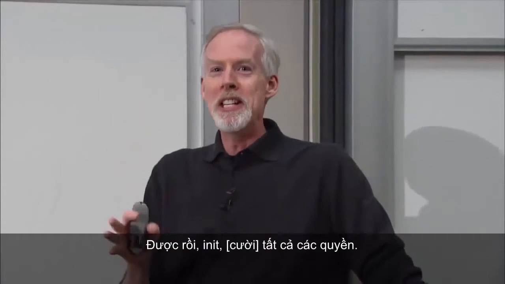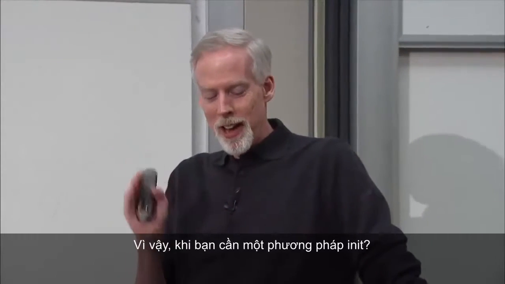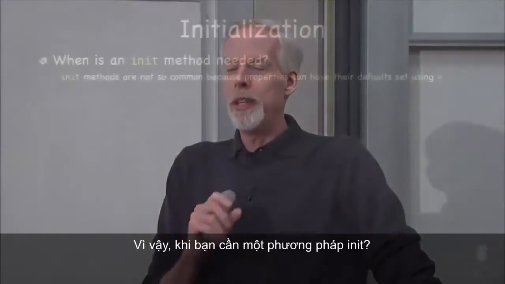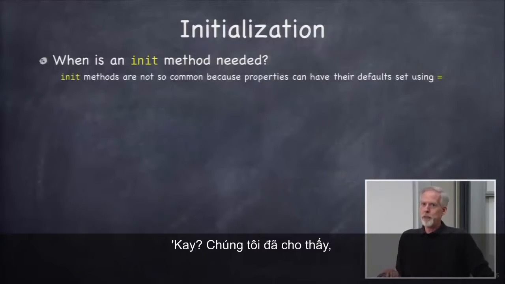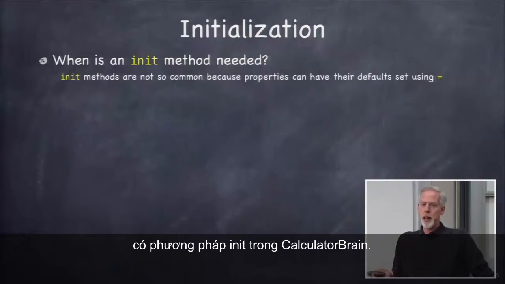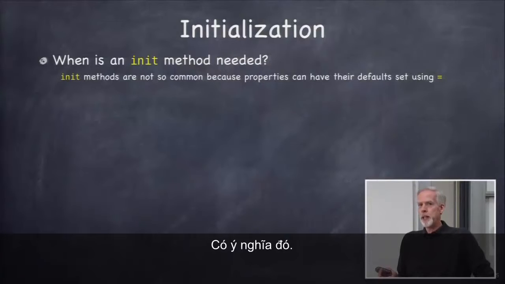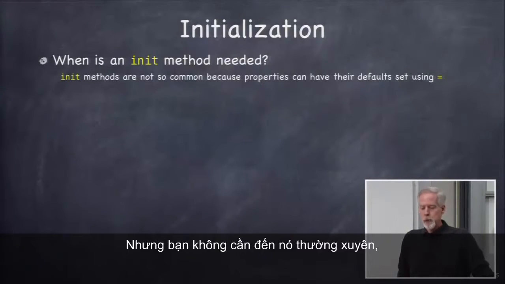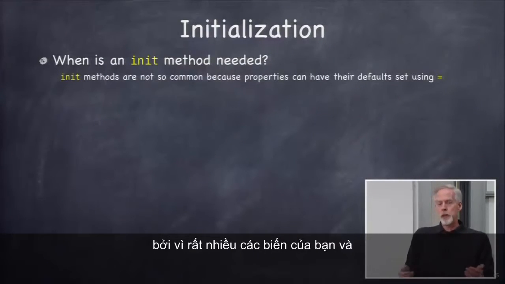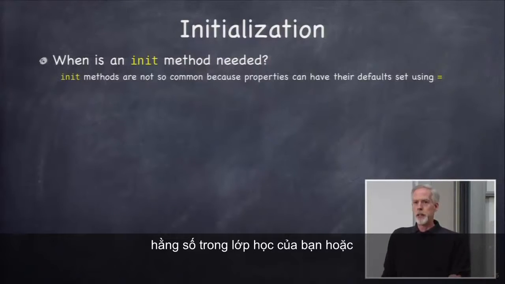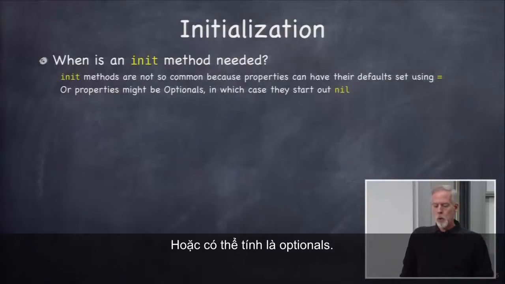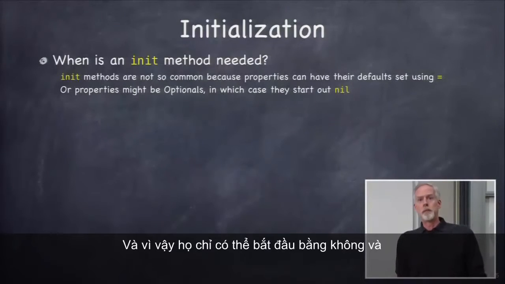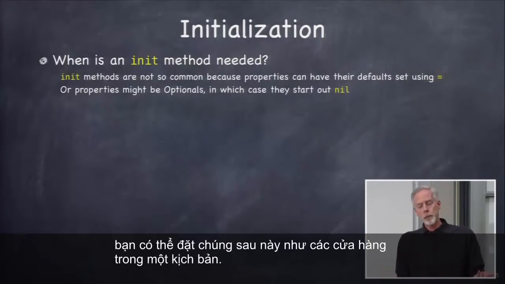Okay. Init. All right. So when do you need an init method? Well, you actually don't need an init method that often. We should have the init method in the calculator brain. Made sense there. We needed it there. But you don't need that often, because a lot of your variables and constants in your class or struct are set with equals. So you don't need them. Or maybe the properties are optionals, and so they can just start out nil, and you set them later. Like the outlets in a storyboard.